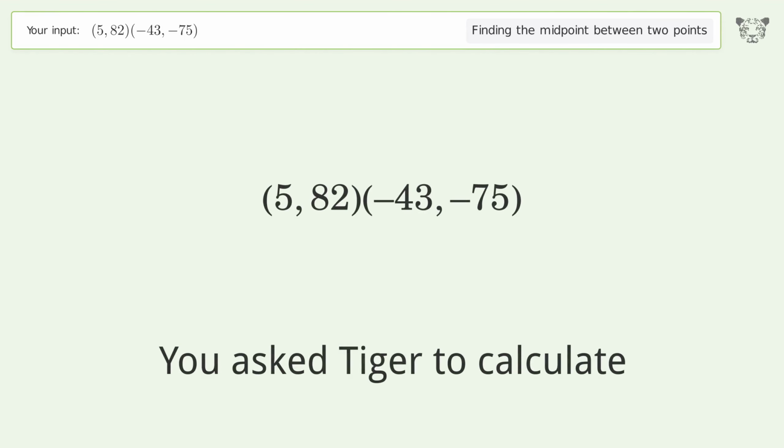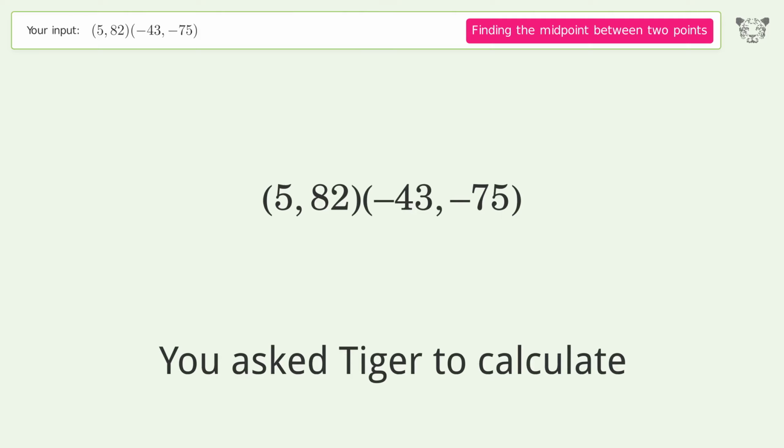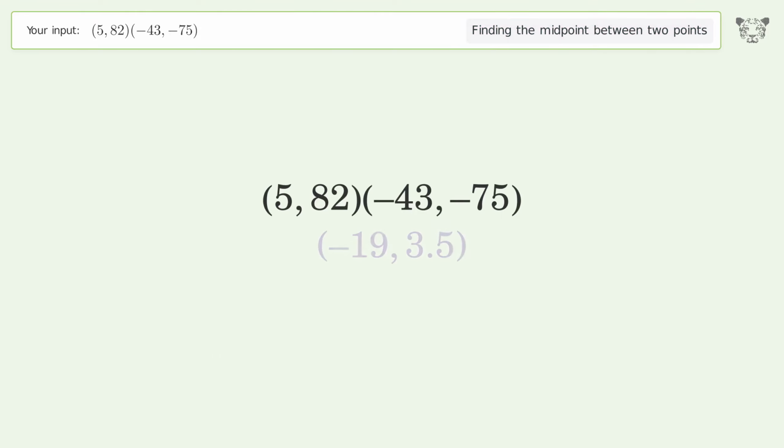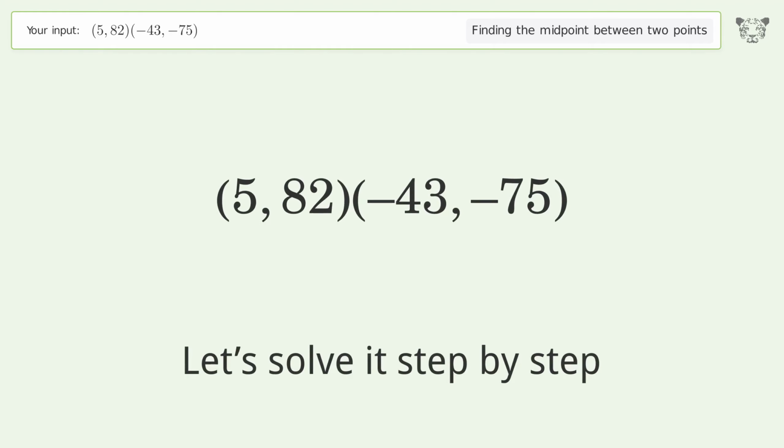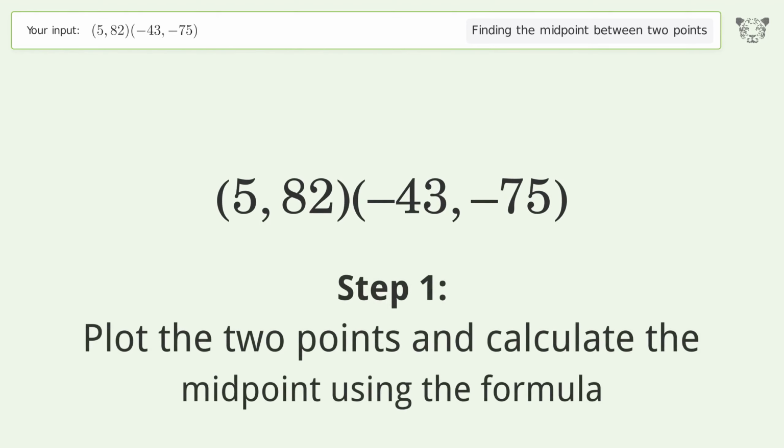You ask Tiger to calculate. This deals with finding the midpoint between 2 points. The midpoint between the 2 points is negative 19, 3.5. Let's solve it step by step. Plot the 2 points and calculate the midpoint using the formula.